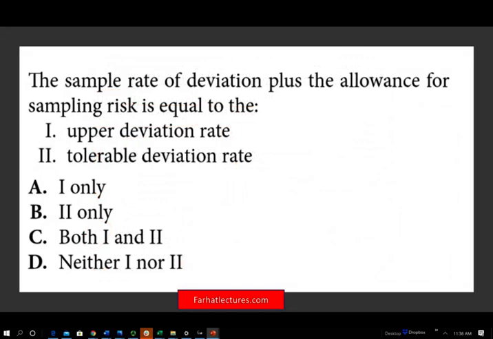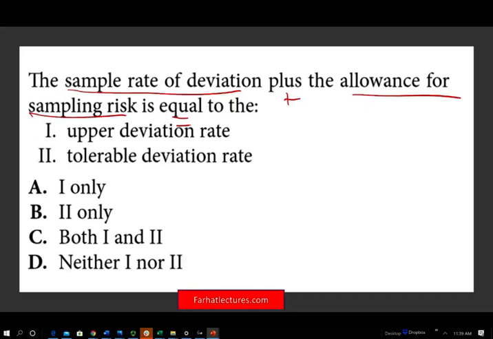Let's take a look at this question. The sample rate of deviation plus the allowance for sampling risk equals what? So basically here they're asking you, do you know even the basic terminology that we use? And it's very important to understand the basic terminology. So what is the sample rate of deviation? Here we're looking at the deviation rate.